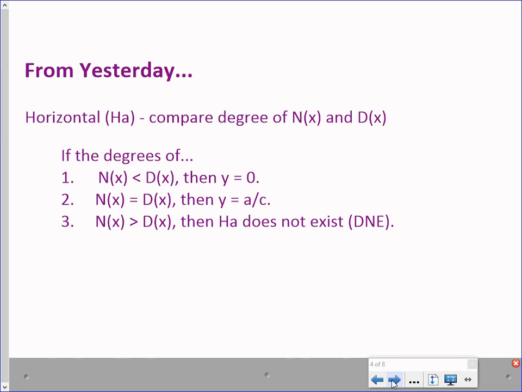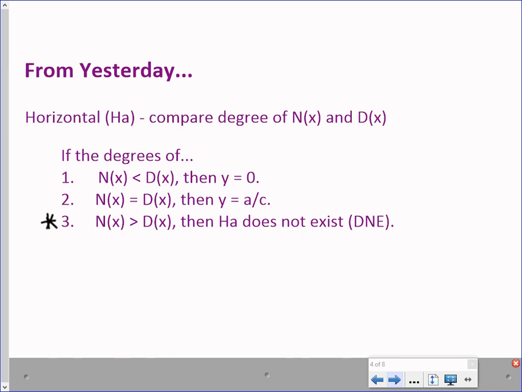To determine the horizontal asymptote, you will compare the degree of the numerator and the denominator. When you compare two numbers, there are basically three things that can happen. It could be less than, could be equal, could be greater than. Yesterday, we talked about really the first two cases. What if my horizontal asymptote was at y equals 0? What if my horizontal asymptote was at y equals a over c? And that should have been all you really encountered on your homework.